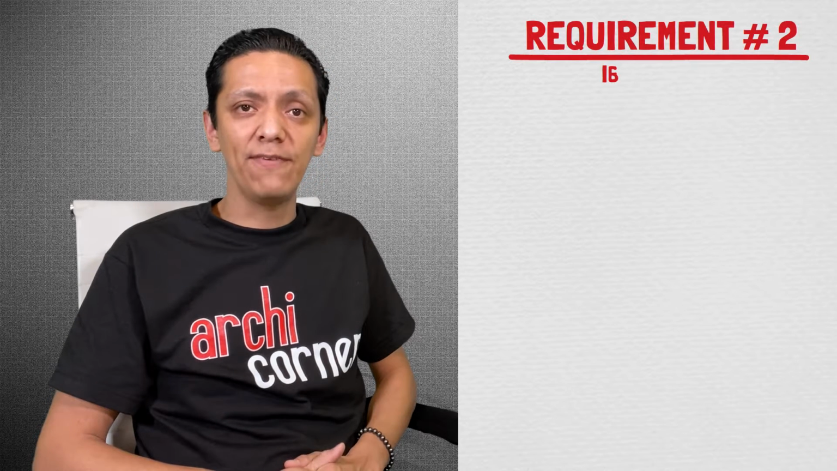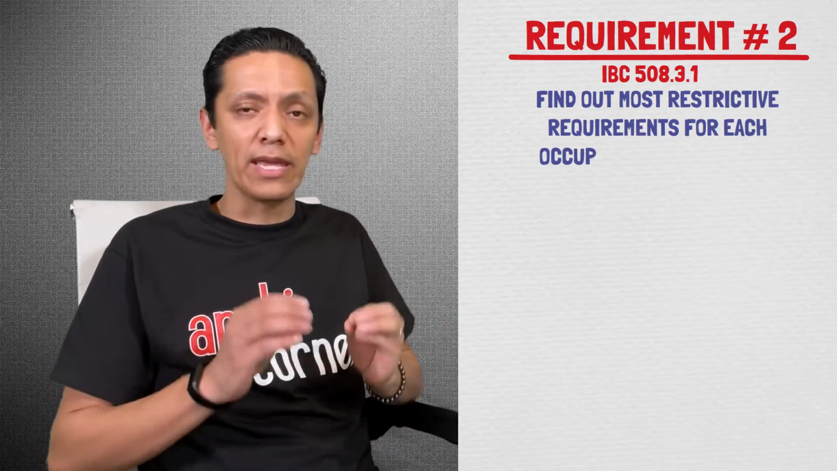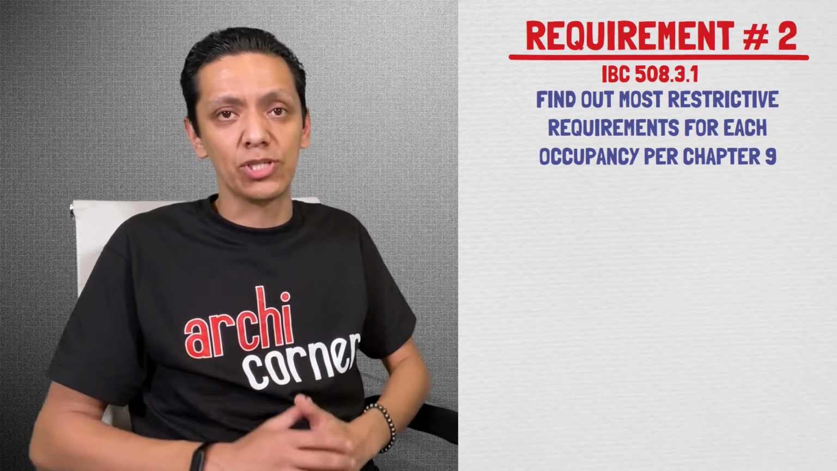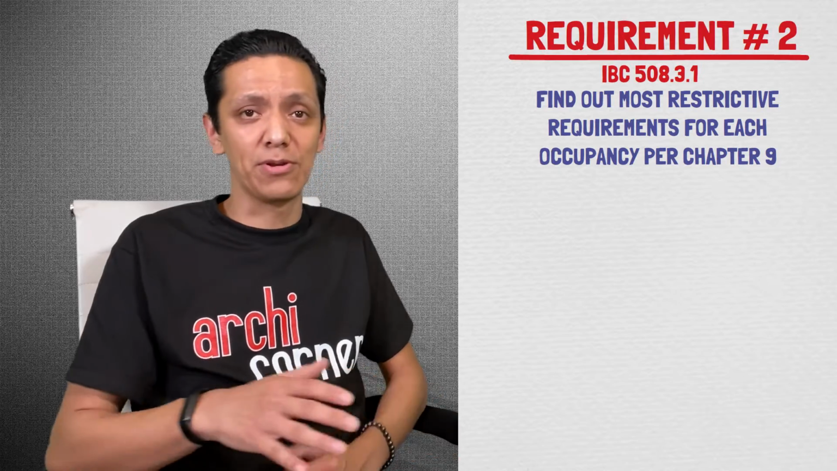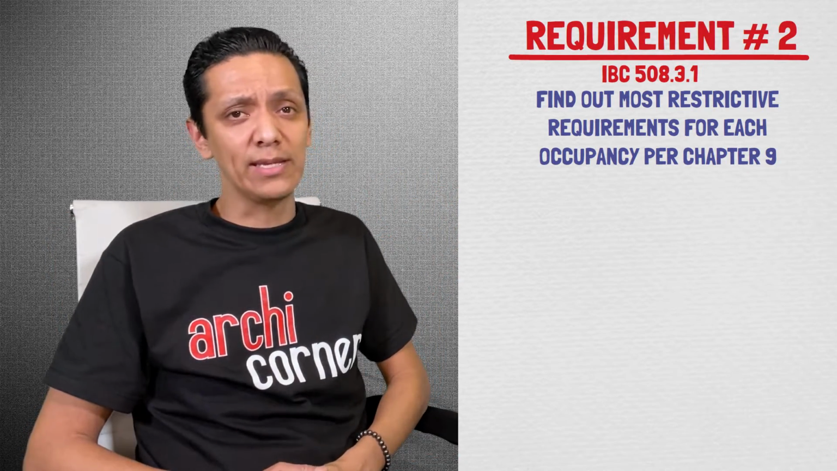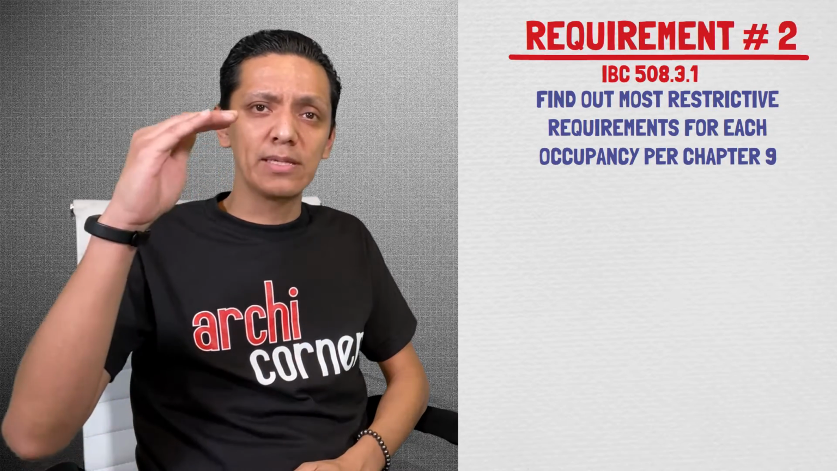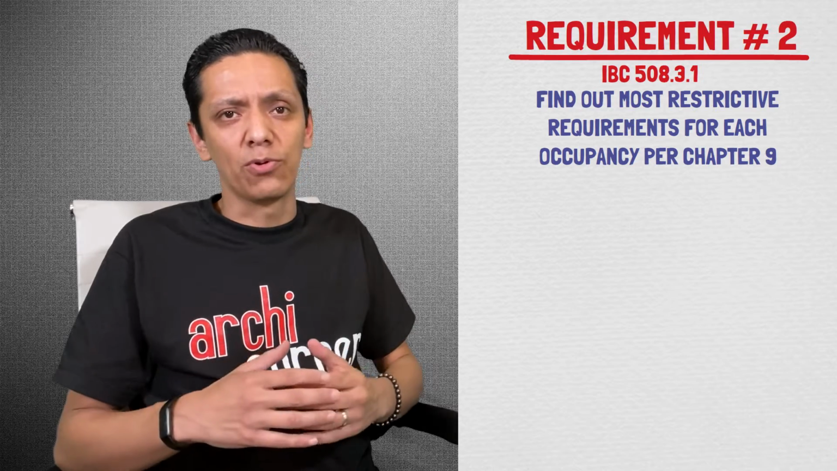And that is requirement number 2, which we can find in section 508.3.1 of the IBC. In this requirement, we have to find out and apply the most restrictive requirements for each of the occupancies based on Chapter 9. Now, this may seem a little complicated because when you look at Chapter 9, you can probably get bogged down. But it's actually quite easy because Chapter 9 breaks it down by occupancy groups, what things are needed for each occupancy group or what items are special to them.